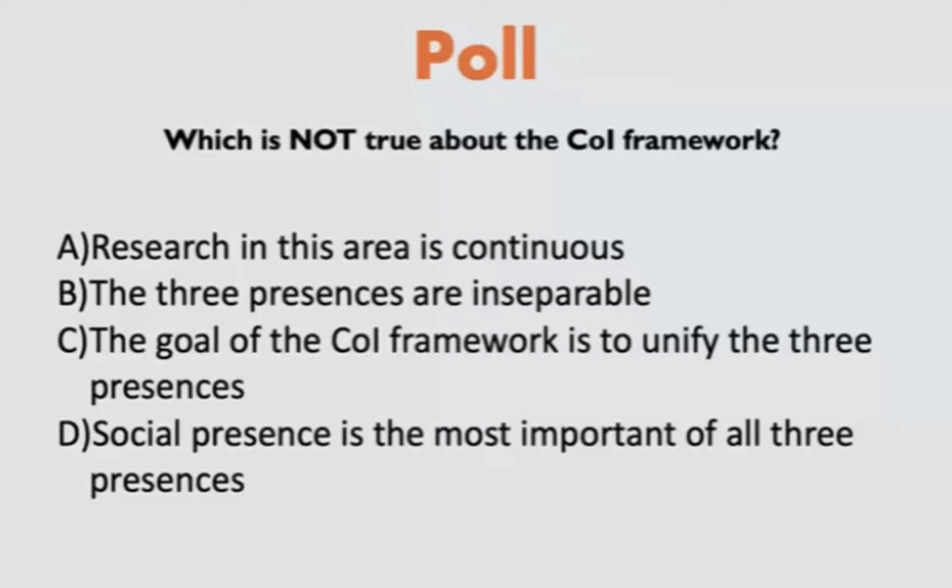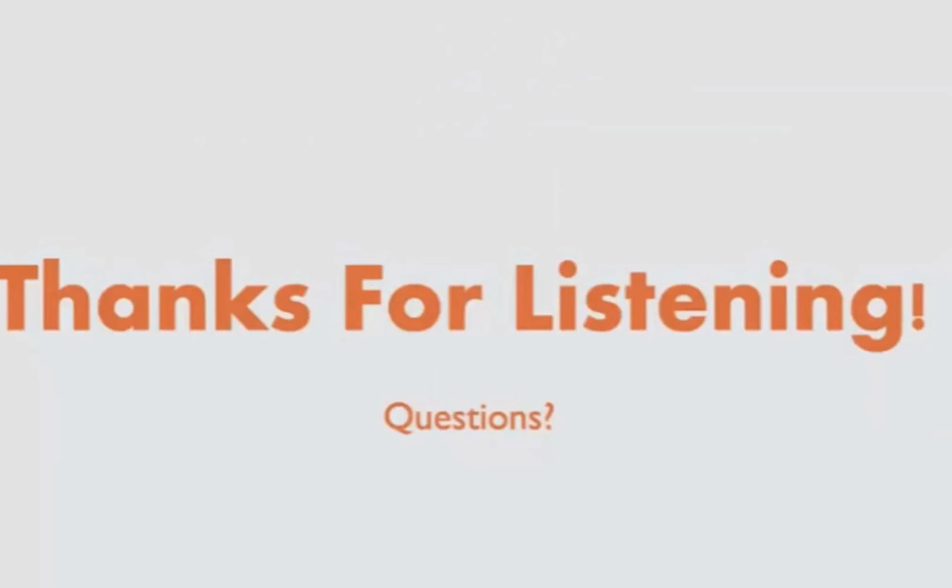Okay, I see you both answered. So the answers are split. I got one C and one D, and the answer is actually D. Social presence is not the most important of all three. We would say that teaching presence promotes both social and cognitive presences, but all three need to work together so we can create a collaborative learning environment.